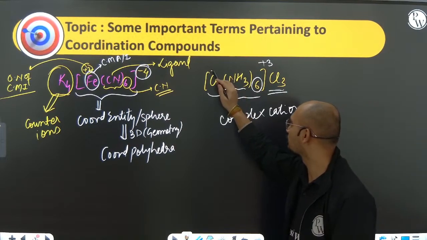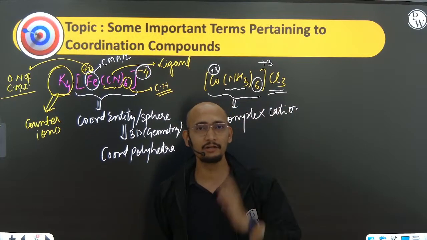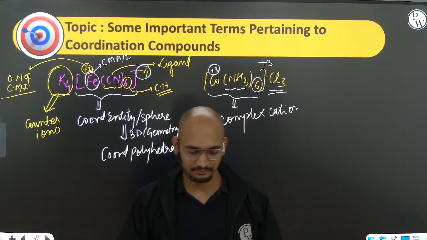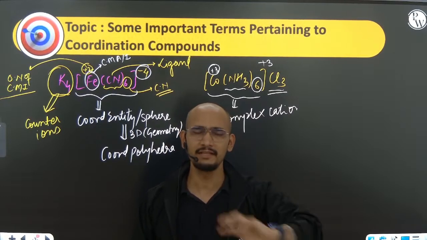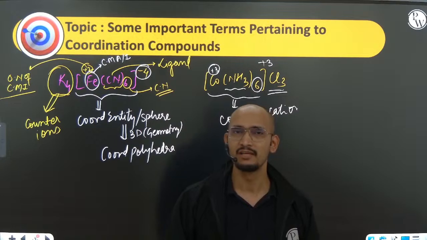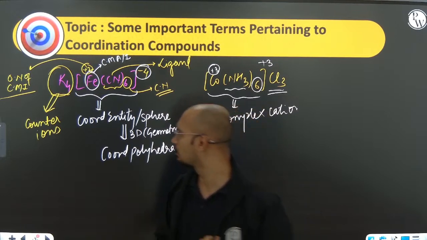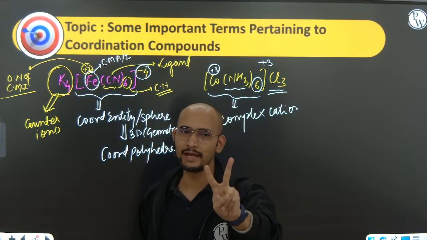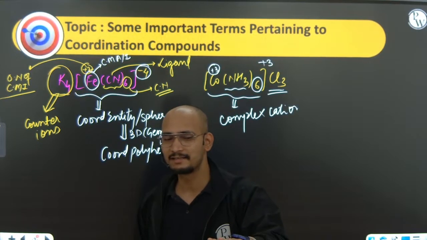And what is the charge on cobalt here? +3. So it is the oxidation state or oxidation number. According to Werner's theory, I am directly telling it because once these coordination spheres or coordination compounds were found out, there were many theories given for explaining the bonding. So first and foremost theory was given by Werner. Werner said that any central metal has two kinds of valencies. One is primary valency, another is secondary valency.